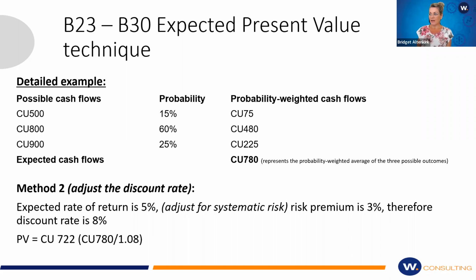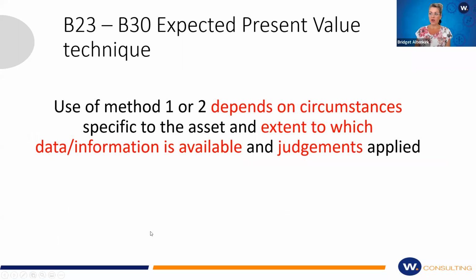So you can see that in both method 1 and method 2, the outcome is the same, being a fair value of 722. Which of these two approaches gets used? Which one, whether you should use method 1 or method 2? As I said, there is no hierarchy in the standard. The standard is not prescriptive as to which one is better or worse. But as I've said, you do see more commonly in practice, you do see method 2.